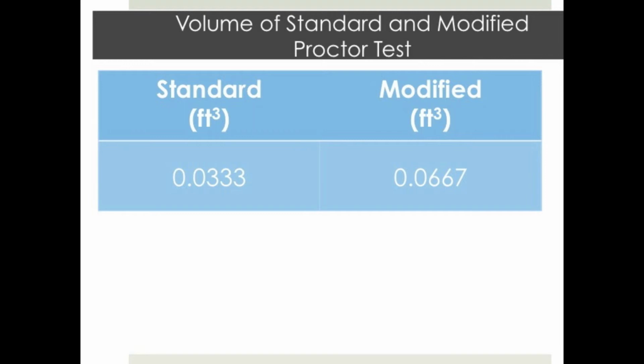The wet density calculation for the modified Proctor is the same, except the volume of the mold is twice that of the standard mold. The table shown here displays this result. The standard mold is 1/30th of a cubic foot, whereas the modified mold is 1/15th of a cubic foot. The moisture content determination and dry density calculation do not differ from the standard.